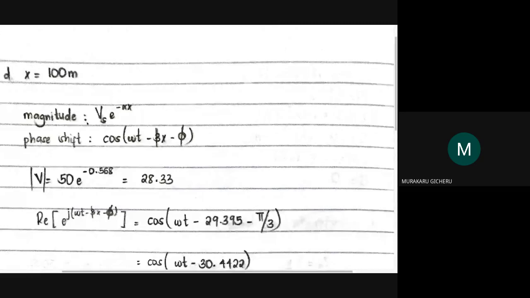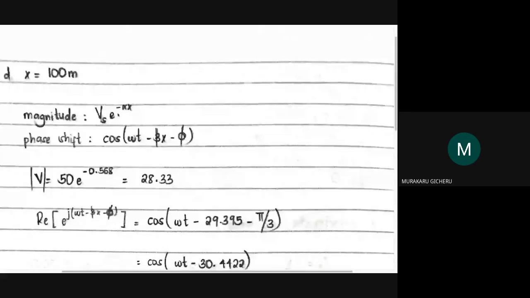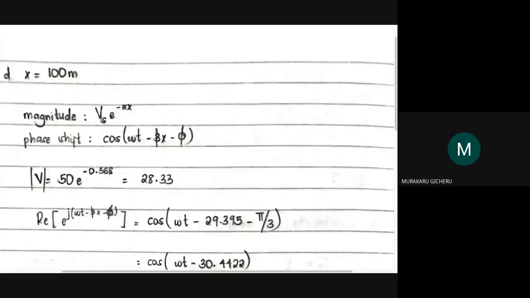Its magnitude will take this form. And the phase shift will take this form, the cosine minus phi, not minus 0. Okay. So this minus phi comes in.